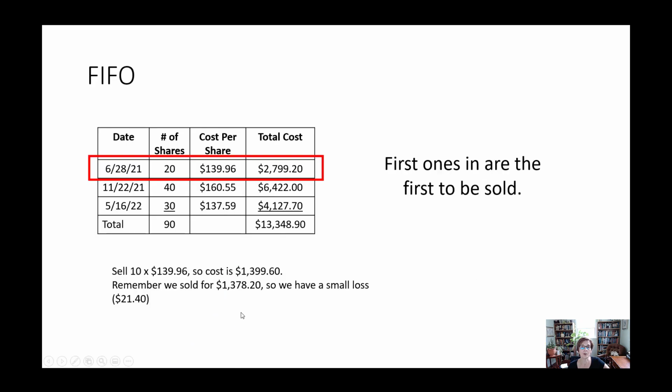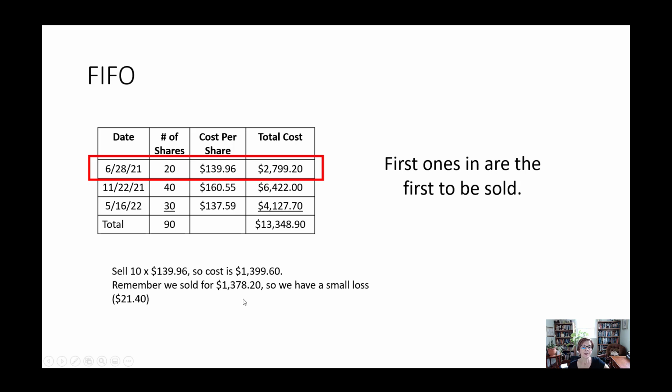All right, first of all is FIFO. And I remember learning about these. When I first heard these words, I thought they were very funny. But FIFO is first in, first out. What that means is the first ones to come in, or the first ones to be purchased, are the first ones to be sold. If we use FIFO, we're going to assume that the 10 shares that we're selling are from the first ones we bought back here.